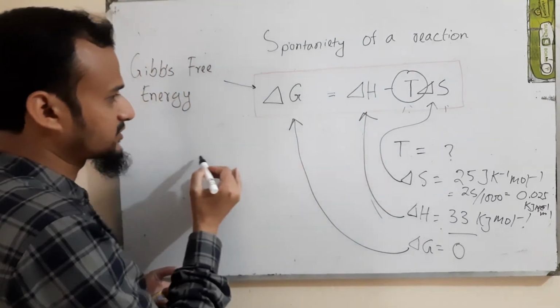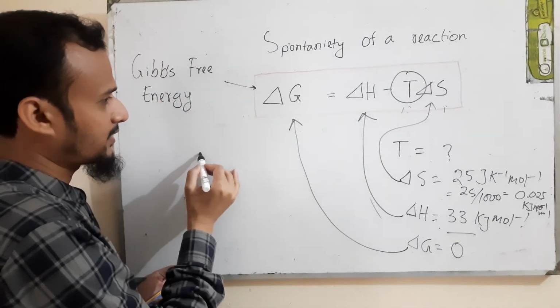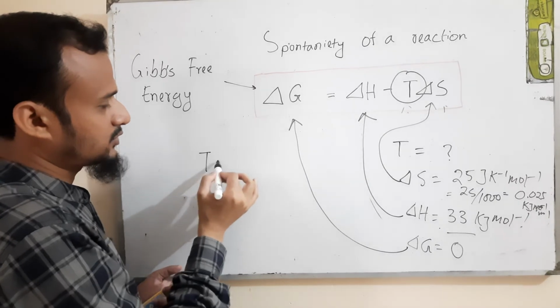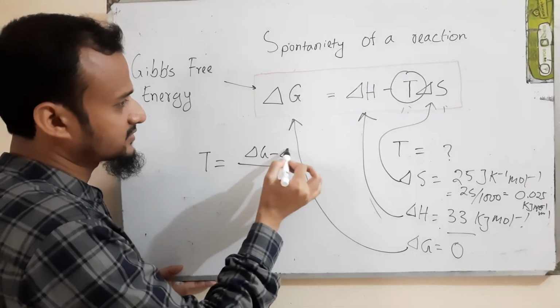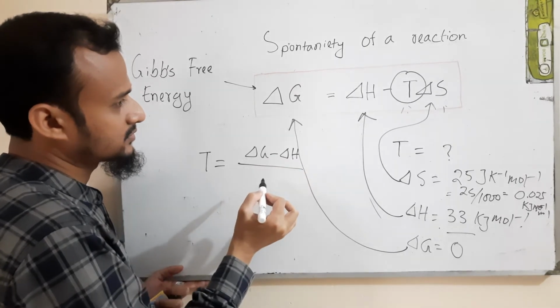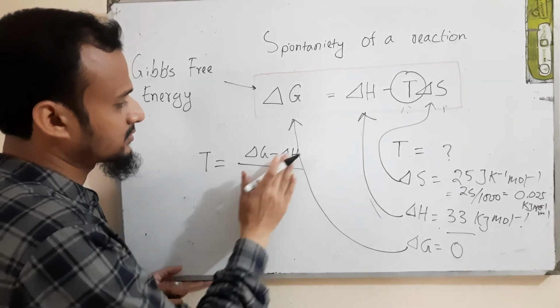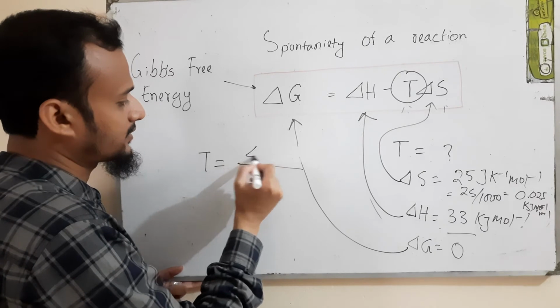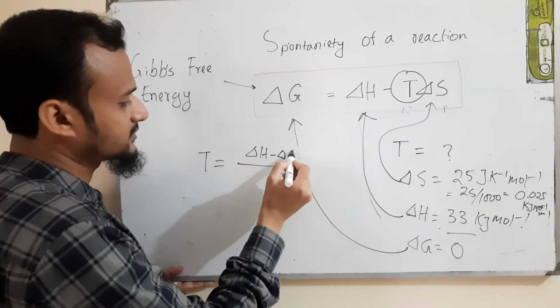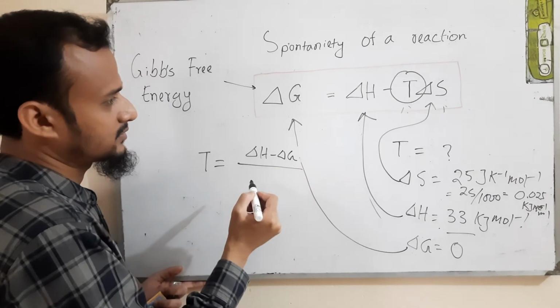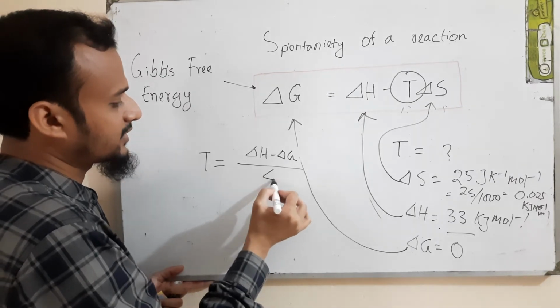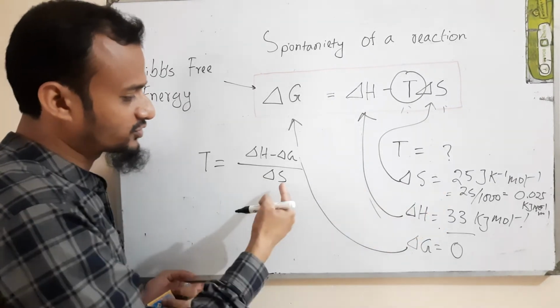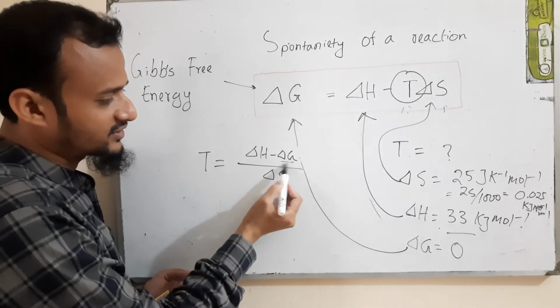So that means T would be delta H minus delta G, divided by delta S. You just put the values here. Put the value of delta G as 0.